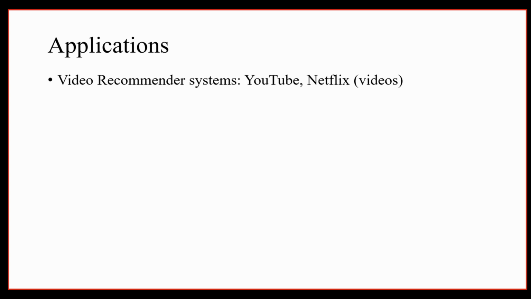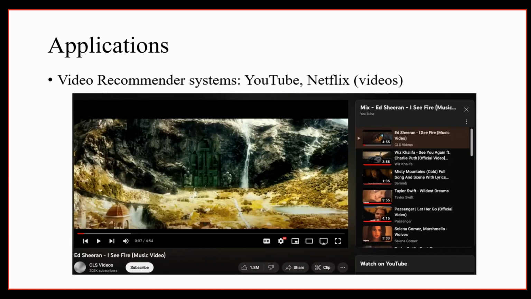So these DPP distributions are very useful in any item subset recommendation problems. For example, video recommender systems like YouTube and Netflix. Here the subsets can model the set of videos which a user watches in a particular session, or in one particular consecutive viewing session, the subset of videos which they watch.